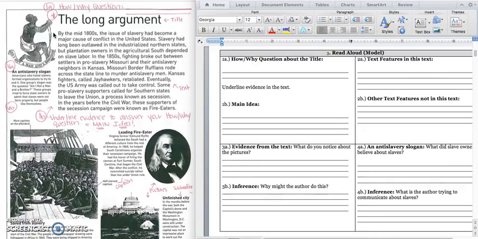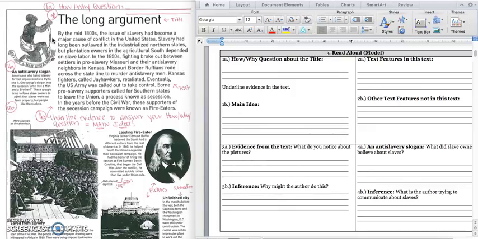By the mid-1800s, the issue of slavery had become a major cause of conflict in the United States. Already, I know that conflict is a synonym for argument. And so I know that in the United States, they were arguing over slavery. I'm going to underline that first sentence because it helps me answer my question.